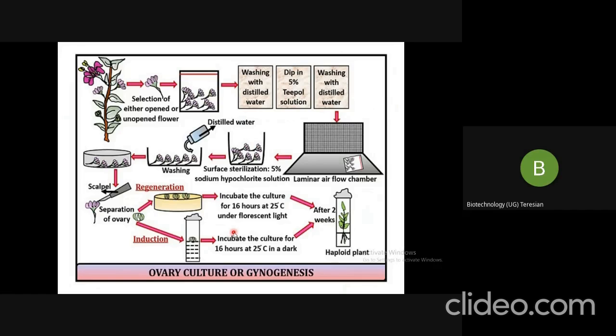After 2 weeks, haploid plantlets will grow either through embryogenesis or through plant regeneration from the callus. So these are the two ways in which I can culture my ovary.